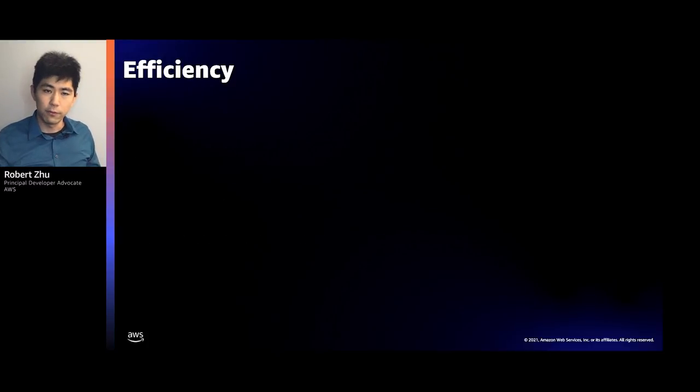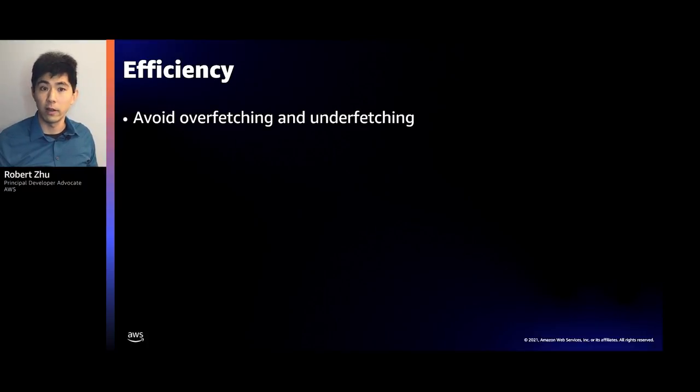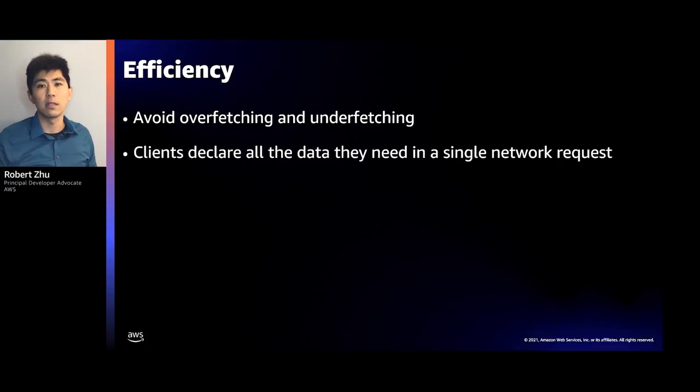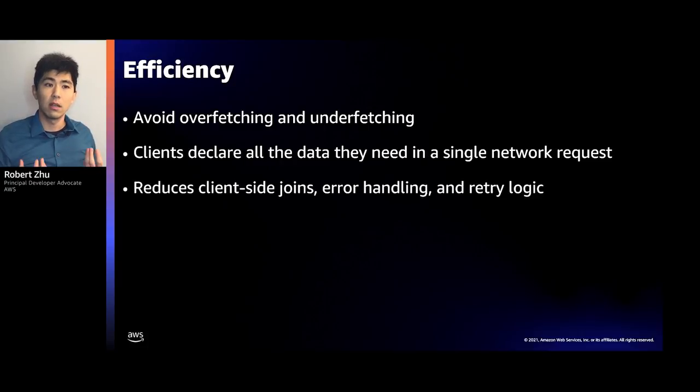So the first GraphQL superpower, efficiency. It's efficient because it helps you avoid overfetching and underfetching, and we saw that in the demo. And that's because the client can declare all the data that you need in a single network request. And it has another benefit, which is that that also helps you reduce the amount of client-side logic you need.